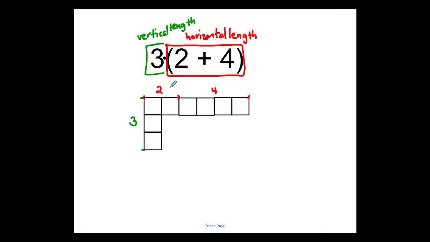Now, this isn't quite yet a rectangle, so what I'm going to do is continue tiling each row with the same number of tiles that are in the first row. So this row will also have 6 square units, or 2 plus 4.